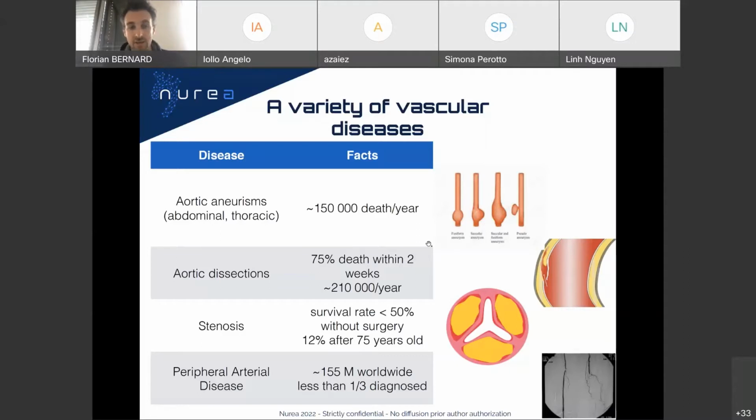Diagnosing these diseases is quite challenging for physicians because it requires, on a CT exam, a lot of measurements of diameters, lengths, percentage of occlusion, and so on. That's really time-consuming, and even with that, it is still difficult for them to understand the evolution and how risky it is for the patient.